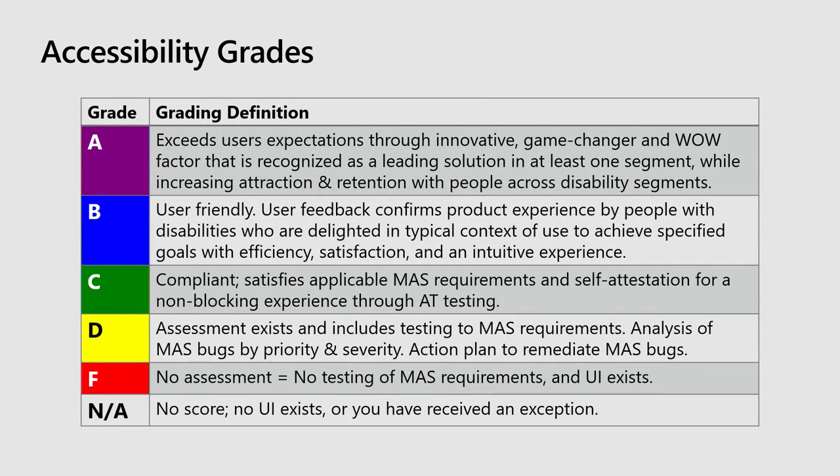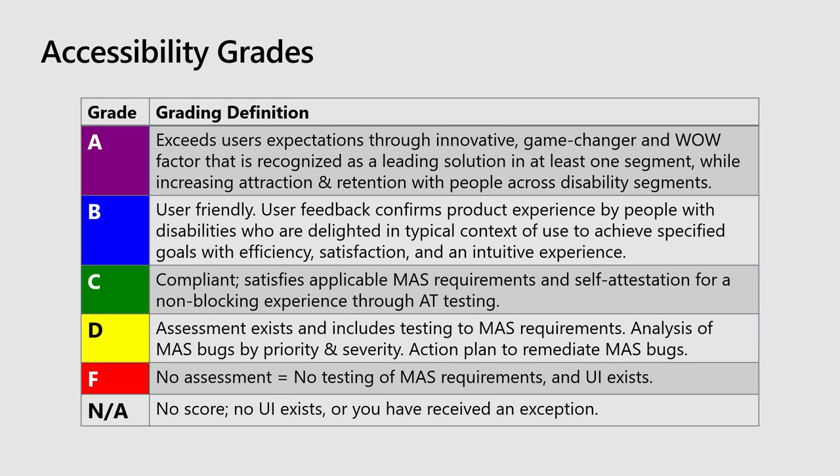So Power BI also falls into our cloud and AI division at Microsoft, and we have an accessibility team dedicated to our specific division. And they came up with these accessibility grades. So starting from the bottom, if you don't have a UI, then this isn't applicable to you, and you have an exception. If you're at an F grade, that means that you haven't done a test pass and you don't meet any of Microsoft's accessibility standards.